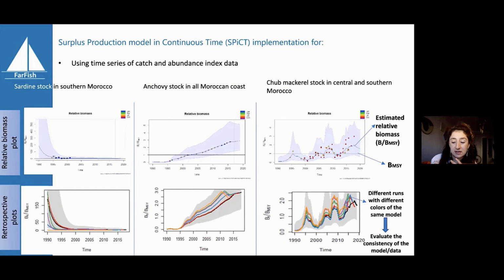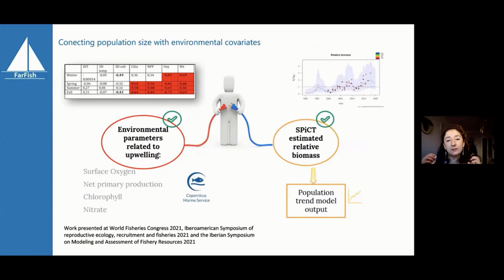With the chub mackerel, we went a step ahead, and that's because we managed to connect it with environmental variables using the Copernicus satellite data. We found out that there was a big correlation between the output shown in the excess production model and the surface oxygen, the net primary production, the chlorophyll, nitrates, which are variables that are totally connected with the upwelling.